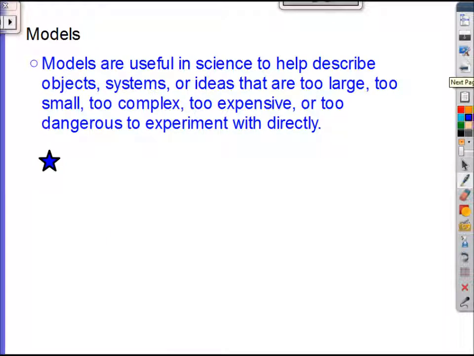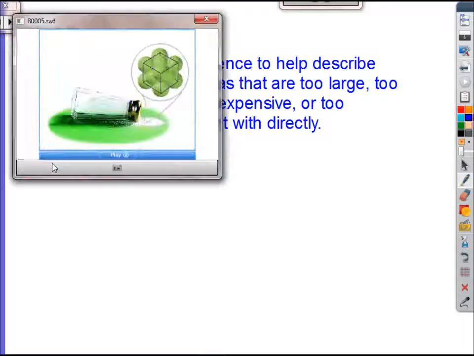And then scientists use models often in science, because a lot of times in science we clearly can't actually see what's happening. So we use models to describe it and to help us learn about it and to help us understand what happens. I'm going to play another little video clip here to show us what happens in models.